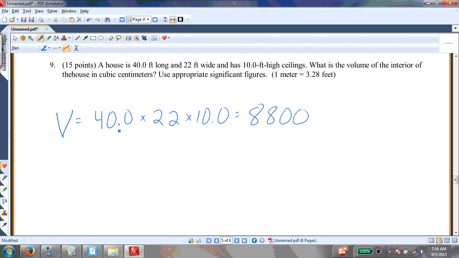Alright, look, I'm keeping 3 sig figs here, so I need to recognize that this actually is a significant figure. 8,800, that's in cubic feet. Alright, so 8,800 cubic feet. Or excuse me, I'm not keeping 3 sig figs, I'm only keeping 2. So I just remember that these are the only significant figures. And then I convert this.